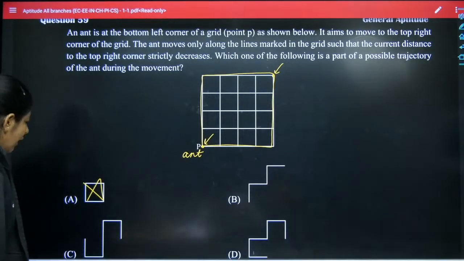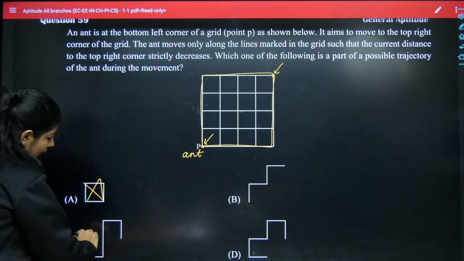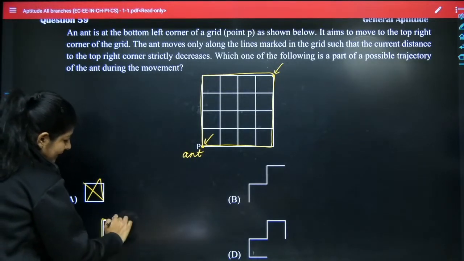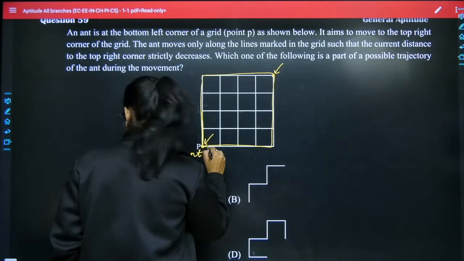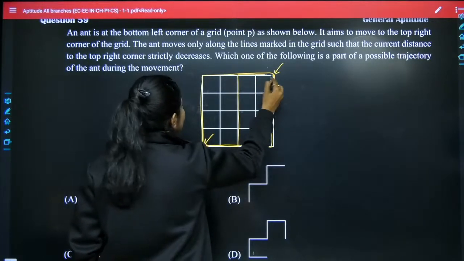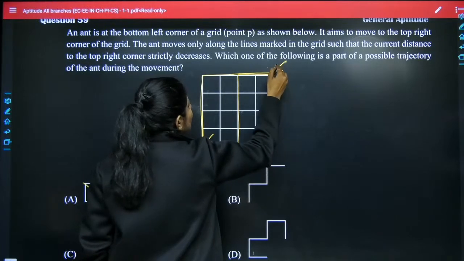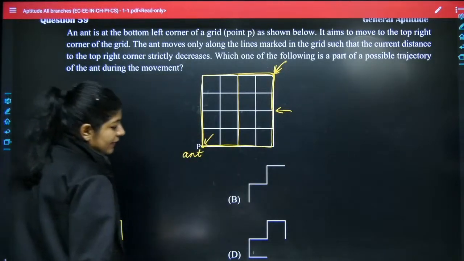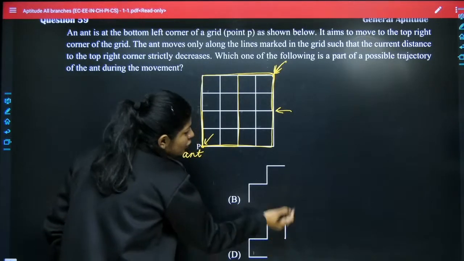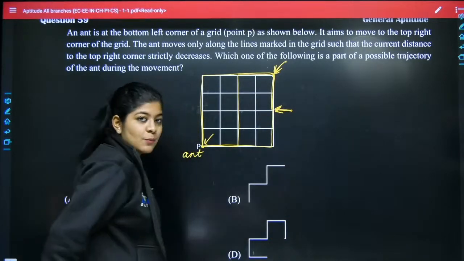Okay, now there is no point moving upwards then downwards, and similarly like this, upwards, then the ant needs to reach at this point, not at this point. So this option is also eliminated. This option is also eliminated because this will reach this point again.